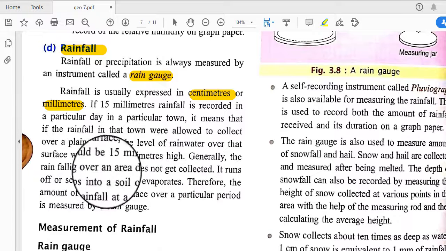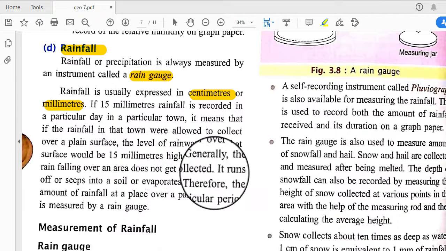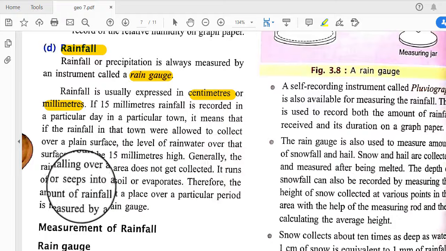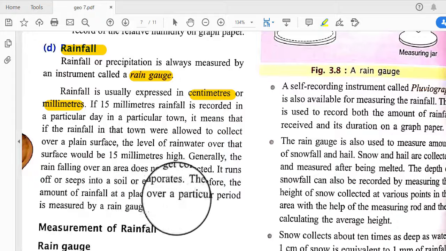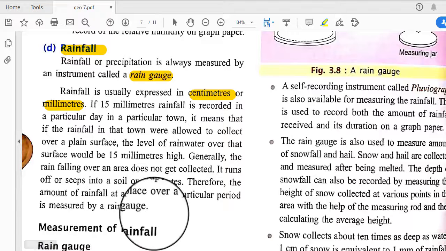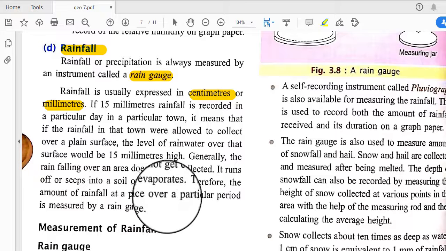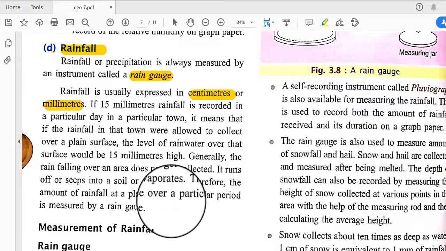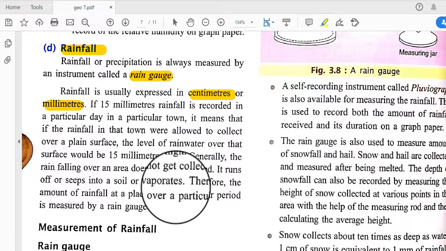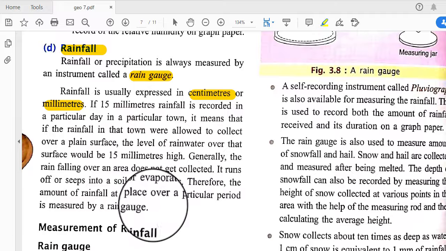Generally, the rain falling over an area does not get collected. It runs off, seeps into the soil or evaporates, and therefore the amount of rainfall at a place over a particular period is measured by a rain gauge. The surface collects the water and percolates it into the underground layer. That's why we cannot measure the rainfall from the surface, and we use the rain gauge for measuring the amount of rainfall.